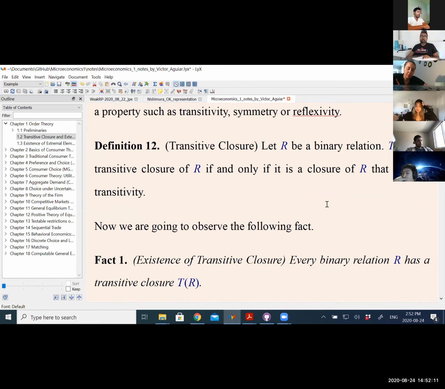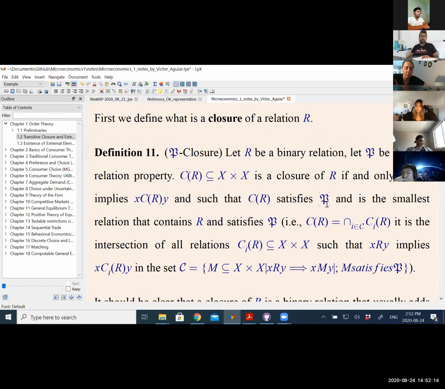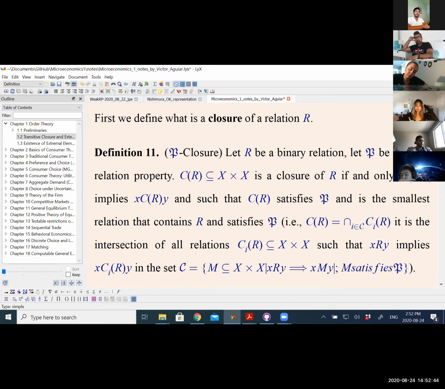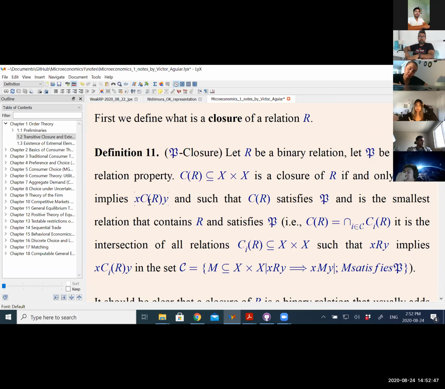So let's go back to the definition. This is kind of a long definition. That's why I wanted to go first to the example. But you start with some binary relation and you want to put some property on it. In particular, the property I want here is transitivity. And then I want to create a relation that is, of course, a subset of ordered pairs. And this is going to be called a closure of R if it preserves the original relation, right? So it means that if in the original relation X is in relation with Y, in the new relation, X has to be in relation with Y as well, okay?